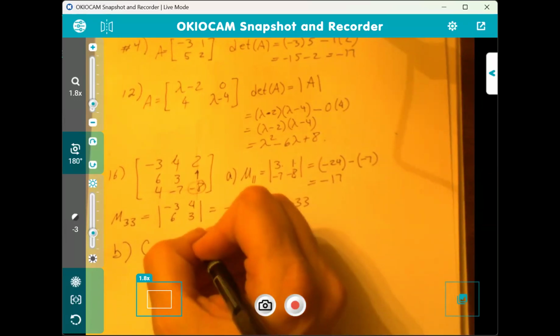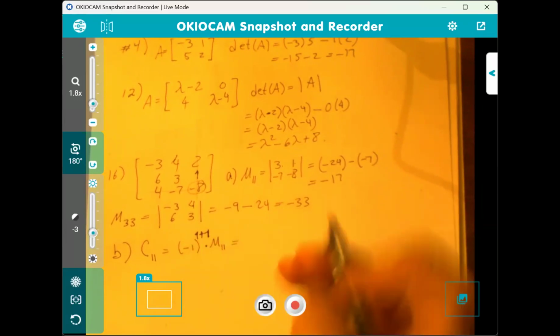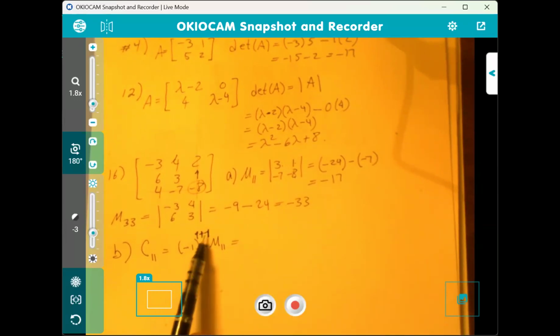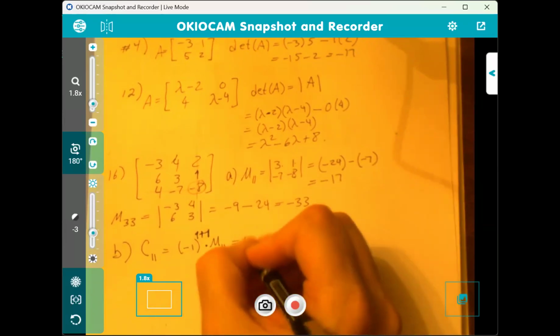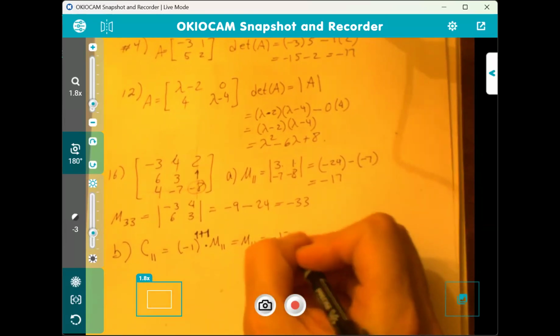1 plus 1 times M11. The result of negative 1 to a power is always either 1 or negative 1. If the exponent is even, you get 1. So this is equal to M11. Therefore, the cofactor 1, 1 is also negative 17.